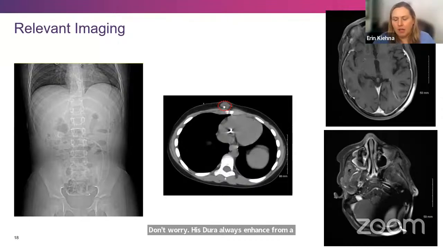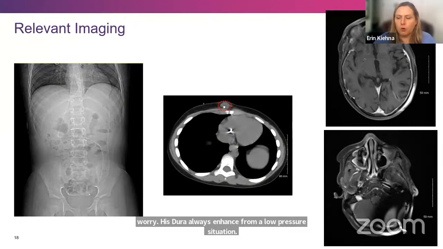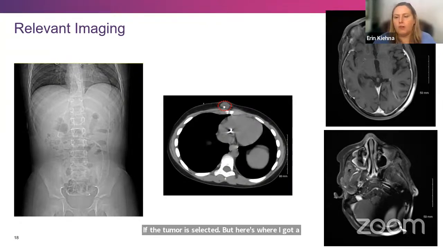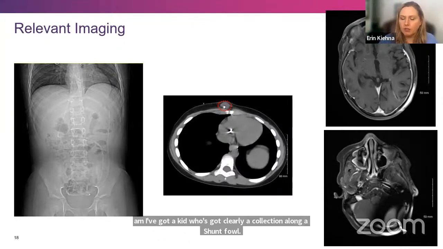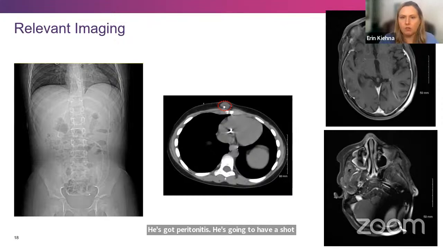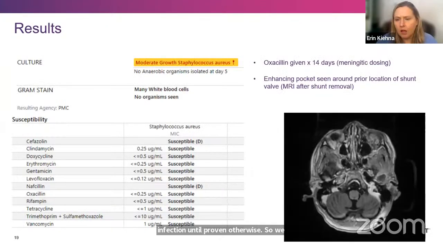But here's where I got a little bit fooled: all the magnetic artifact from the programmable shunt valves we tend to use in the US actually obscured a good portion of the scalp. But here I am, I've got a kid who's got clearly a collection along a shunt valve. He's got peritonitis. He's going to have a shunt infection until proven otherwise. So I didn't tap him. I actually took him straight to the operating room.